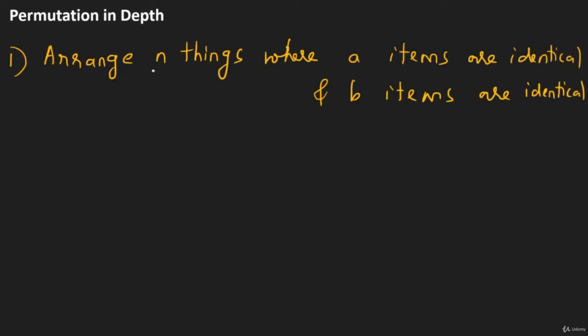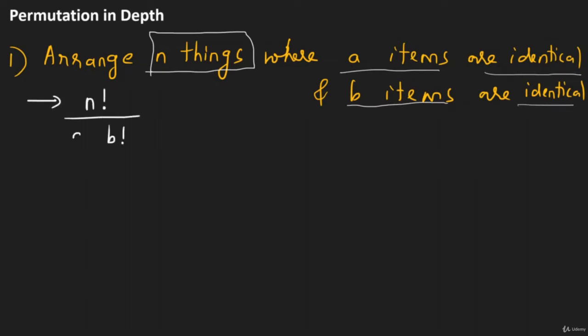In this section, we start going deeper into permutation. Let's try to analyze the various types of prominent questions that can come from this section. The first question that we analyze is questions of the type where you are asked to arrange n things, and out of these n things, A items are identical and another B items are identical. This can be done as n factorial divided by A factorial into B factorial.